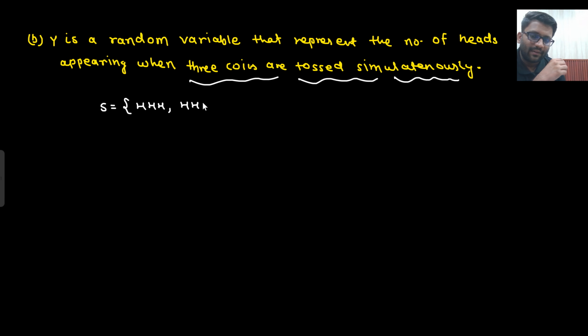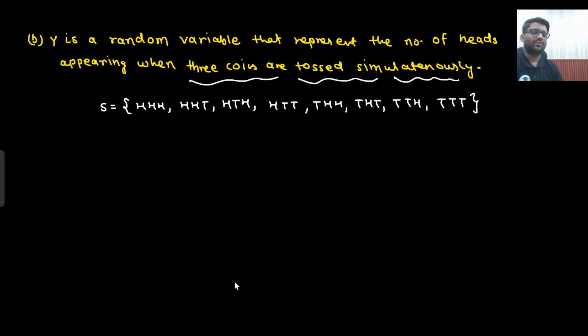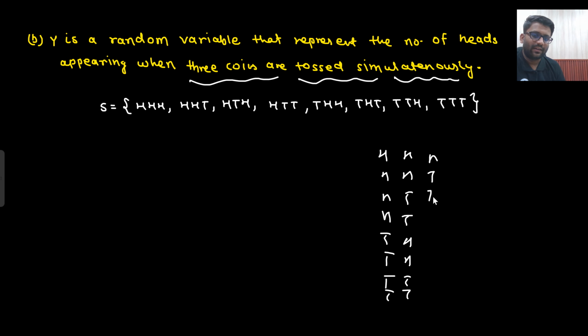Head, head, head; head, head, tail; head, tail, head; head, tail, tail; then tail, head, head; tail, head, tail; tail, tail, head; and tail, tail, tail. So these are the outcomes you can get. I hope you see how to write down these outcomes: 4 times you write head, then 4 times tail, then 2 times head, 2 times tail, 2 times head, 2 times tail, then head, tail, head, tail, head, tail, head, tail.